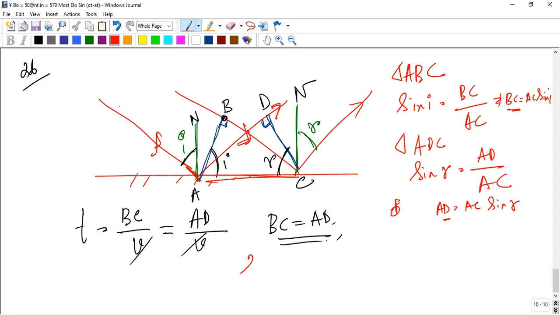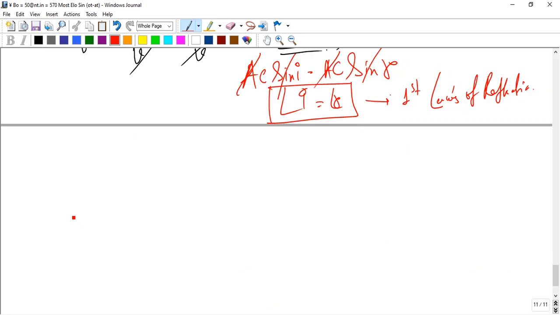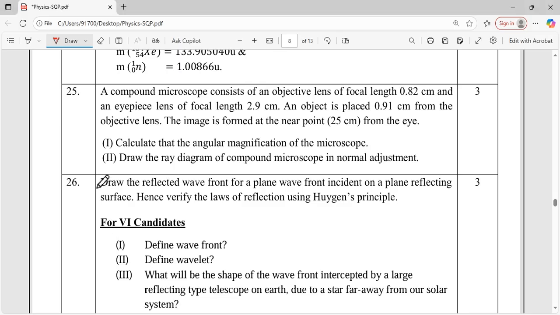So BC equals AC sine i, and AD equals AC sine r. AC cancels, and since BC equals AD, sine i equals sine r, so i equals r. That is the first law of reflection. The first law of reflection.